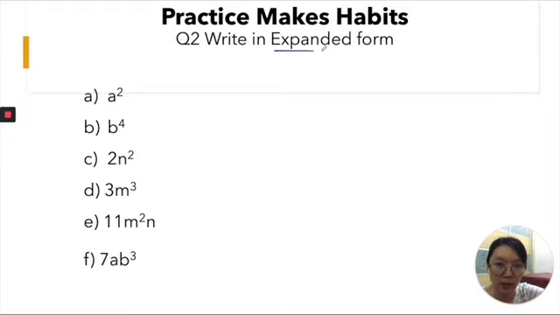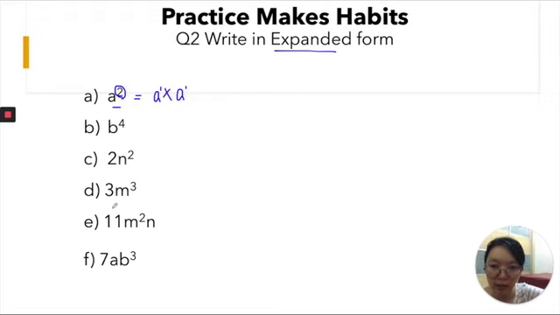Write in expanded form. As you see, all these are very simple. Index form. So we are going to expand it out. Expand it means we are going to add in a lot of multiply. So a repeated for 2 times. So there a repeats 1 time, repeats 2 times. In between, I add in multiply.